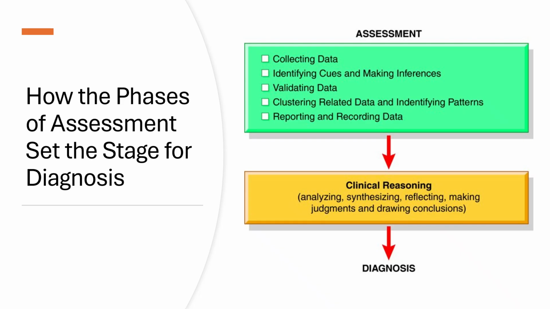The flow chart of figure 15-10 shows how this process unfolds. You start with assessment, collecting the data, identifying cues, validating what you find, and then clustering related information, and finally recording it. Then you move into clinical reasoning, where you analyze, synthesize, reflect, and make judgments. Finally, you're going to arrive at a diagnosis, a clear understanding of patients' problems that guide your care plan. This structured approach helps you move from raw data to meaningful insight, setting the stage for thoughtful, person-centered care.